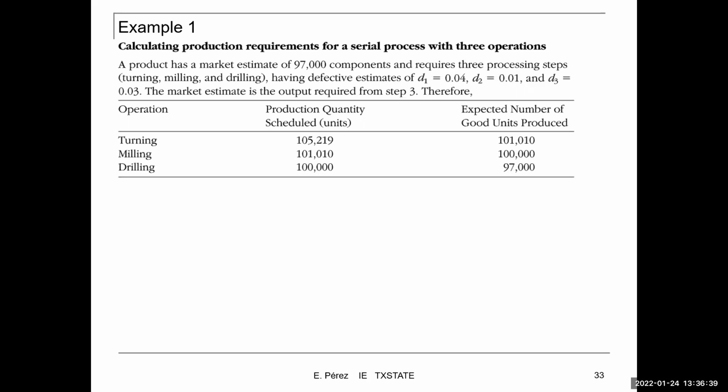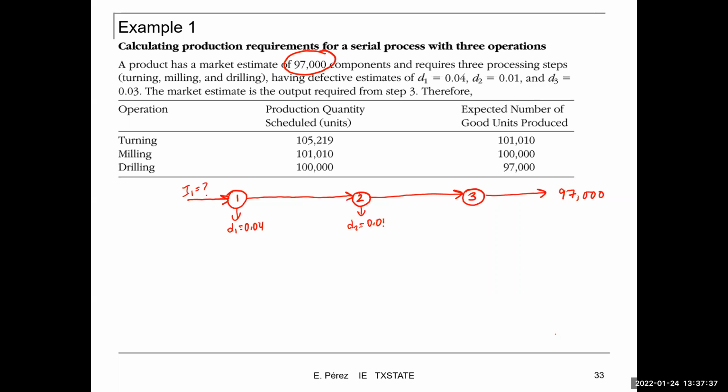Okay, so knowing this, we need 97,000. How many do we need to begin with in order to get to that desired output? So we have 3 processes. This is process 1, process 2, process 3. And then we want to know what is this input 1. And we know that the desired output is 97,000. And we know that D1 equals 0.04, D2 equals 0.01, D3 equals 0.03.